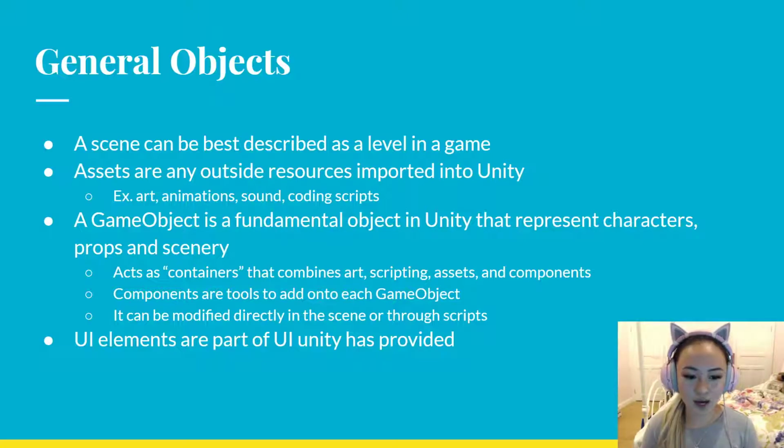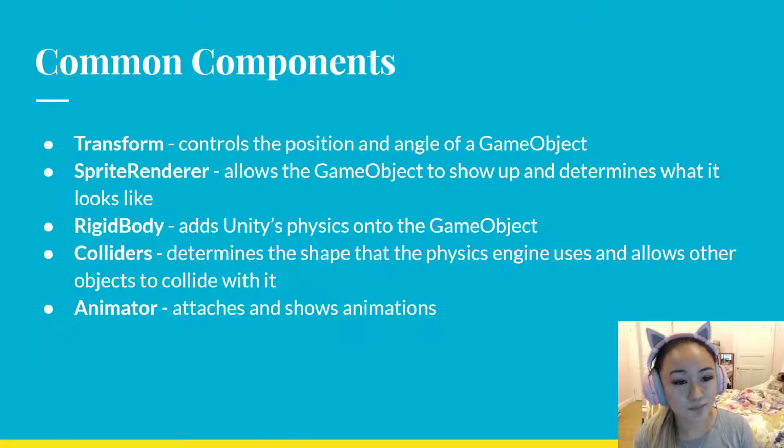Components are tools to add on to each game object, and they can be modified directly in the scene or through scripts. UI elements are a part of UI that Unity has provided. Common components in the game include transform, which controls the position and the angle of a game object. Every game object has a transform component. Sprite renderer, this allows the game object to show up and it determines what it looks like. Rigid body adds Unity's physics onto the game object, and without it, again, you'll have no physics.